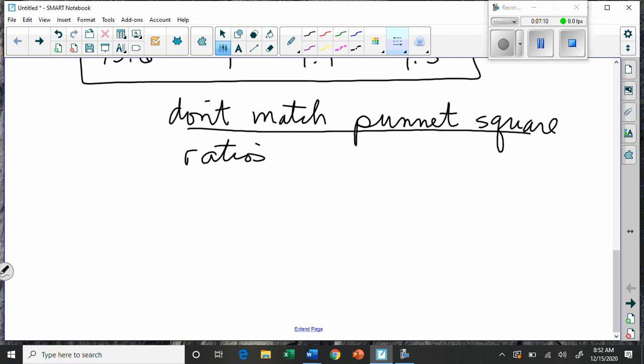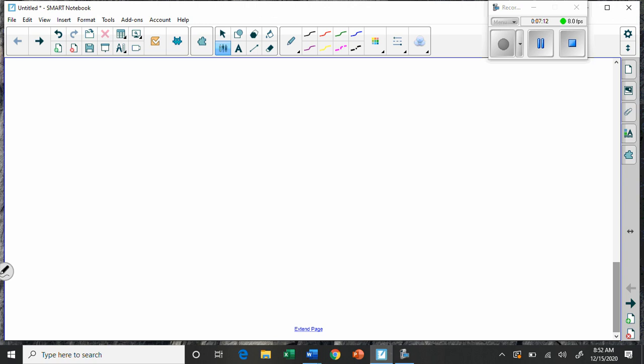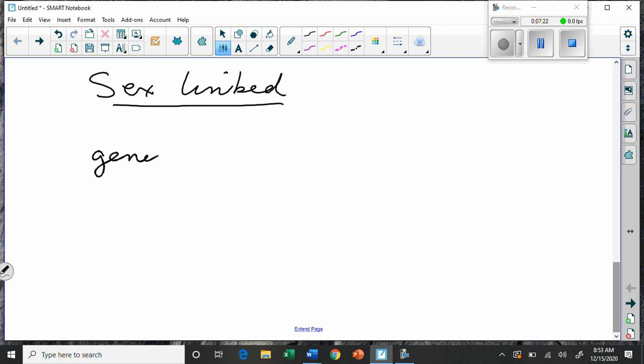Now I want to talk about a specific kind of linkage, which is called sex-linked chromosomes. Sex-linked chromosomes are when genes occur on the X and Y chromosomes.